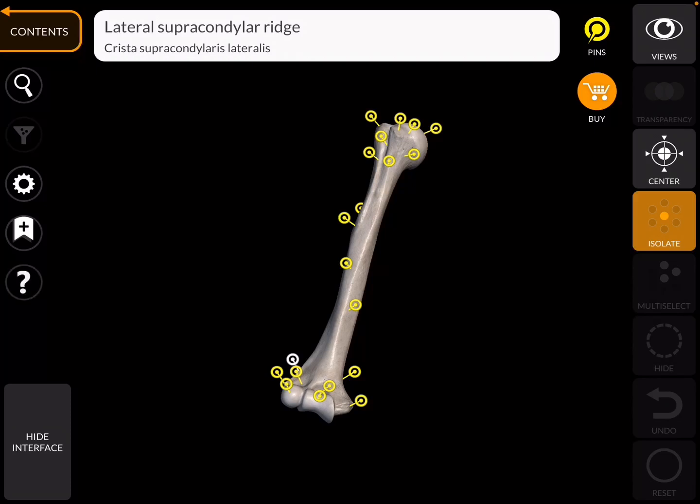And as we move down, we are going to see that we are going to have more ridges. They are going to be called supracondylar ridges. So we've got medial and lateral supracondylar ridges. So this is our medial supracondylar ridge, and this is our lateral supracondylar ridge.